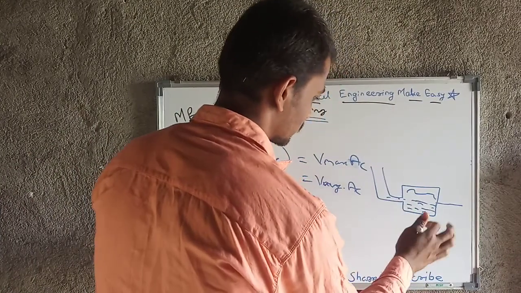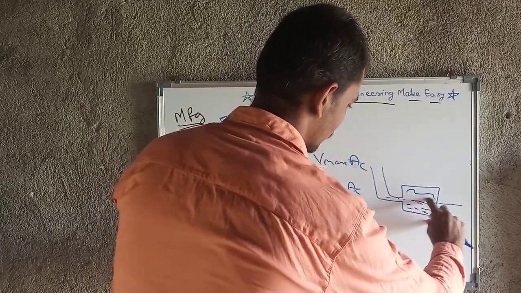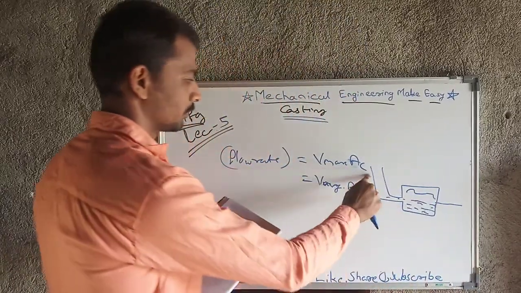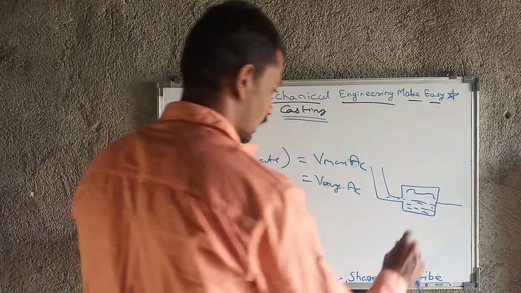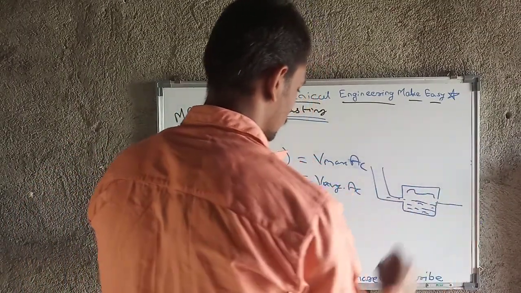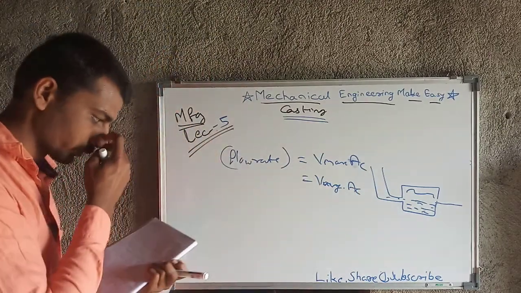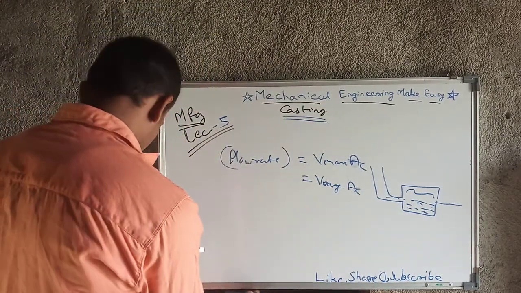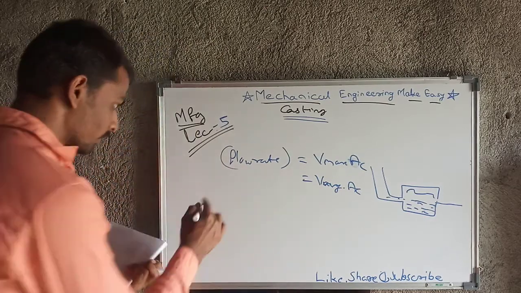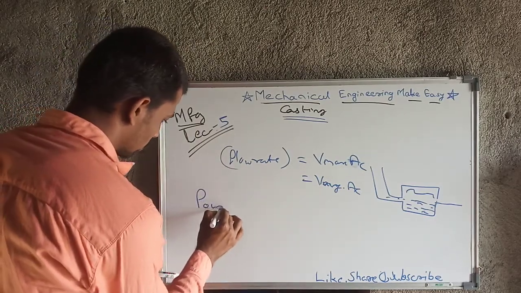For the parting line gating system, for filling the drag portion we are going to consider the maximum velocity, and for filling the cope section we are going to consider the average velocity. This is taken into account. Then we will move with the parting line gating system and the pouring time.